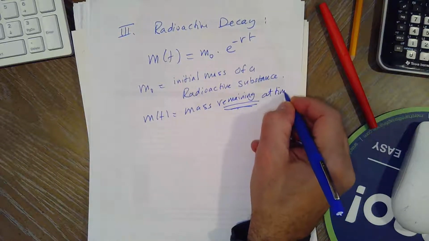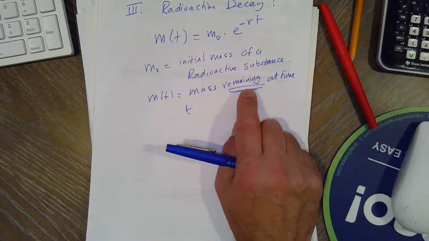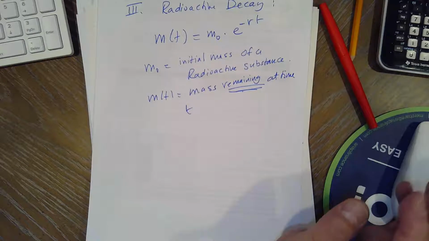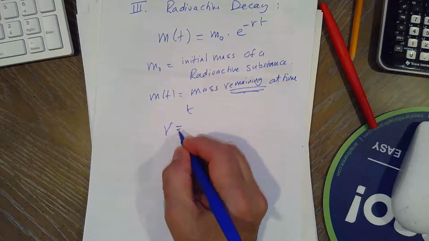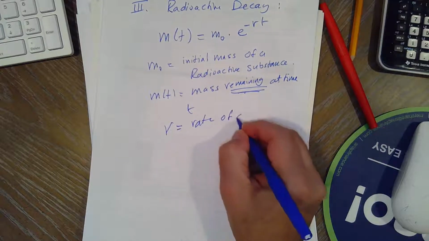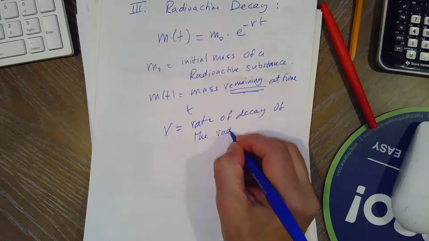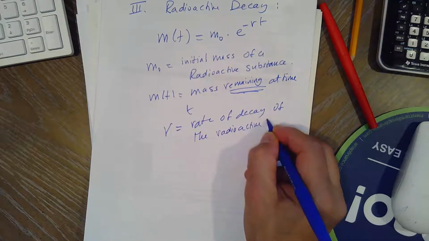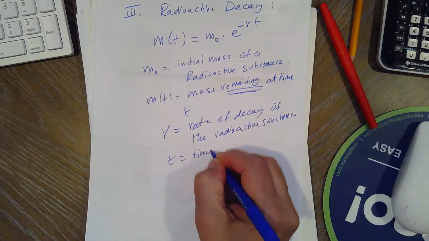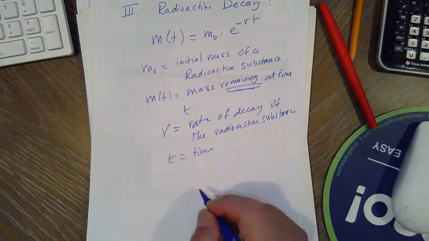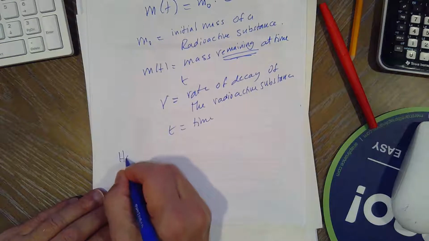So sometimes they can trick you and tell you how much was decayed. So you're going to figure out what's remaining percentage wise. If 60% decayed, that means 40% remains. Keep that in mind. R, instead of rate of growth, is the rate of decay of the radioactive substance. And t, of course, is the time. And remember, in exponential growth, we talked about doubling time.